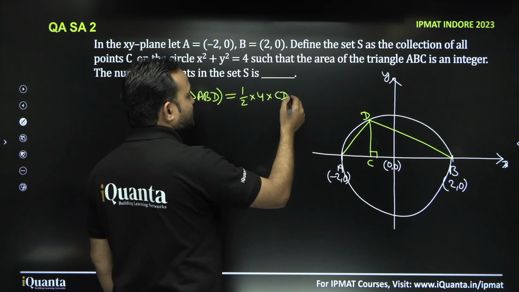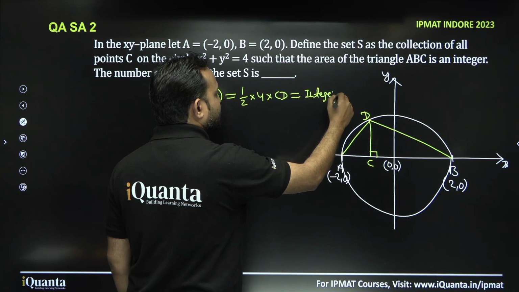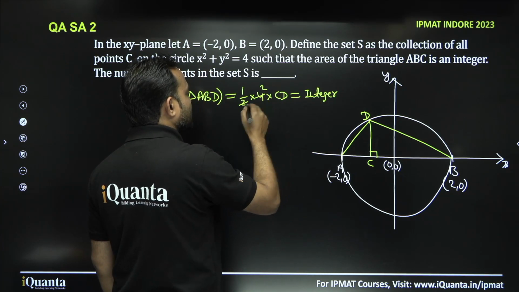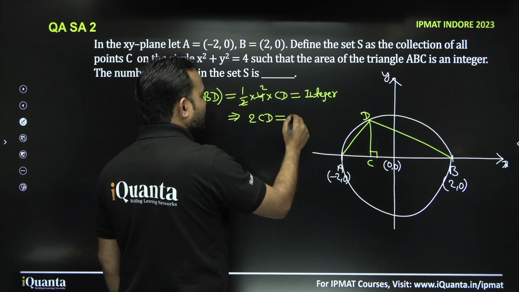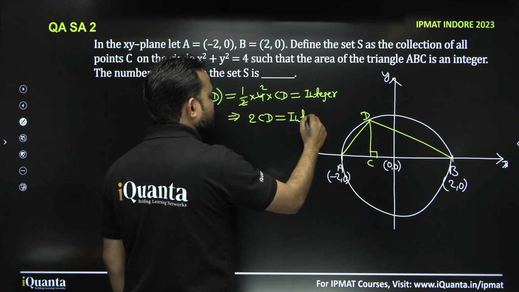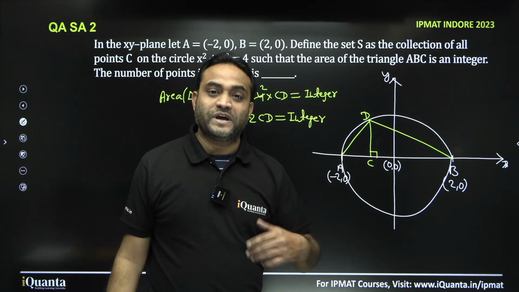Into CD, and this should be an integer. So in that case, this 2 cancelled out, or we can say 2CD should be an integer. Now think about this. 2 into CD should be an integer.